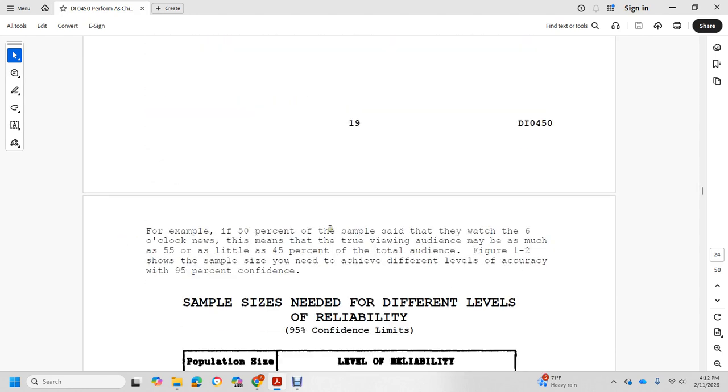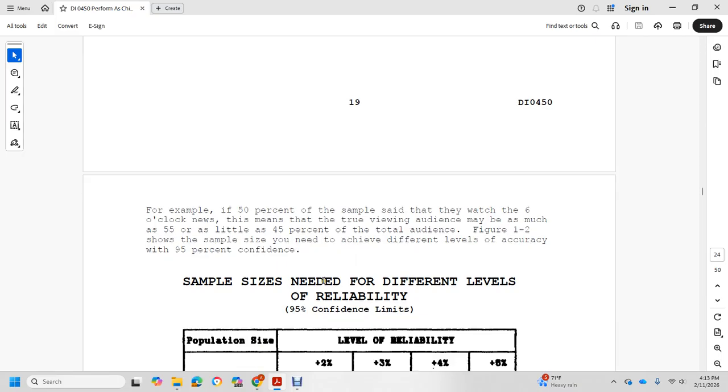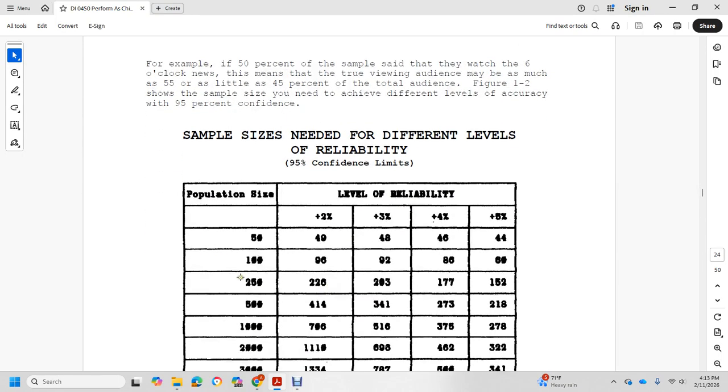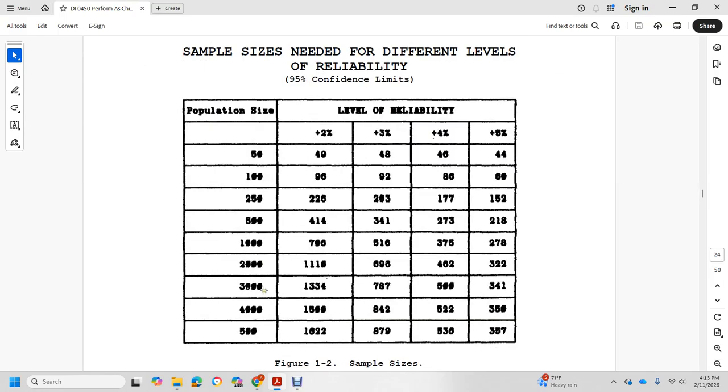For example, if 50% of the sample says they watch the noon news, this means the true value among the audience may be as much as 55% or as little as 45% of the total audience. Figure 1.2 shows the sample size needed to achieve different levels of accuracy with 95% confidence. Sample size needed for different levels of reliability. Populations from 50, 100, 250, 500, 1,000, 2,000, 3,000, 4,000, 5,000. Levels of reliability: 2%, 3%, 4%, and 5%.